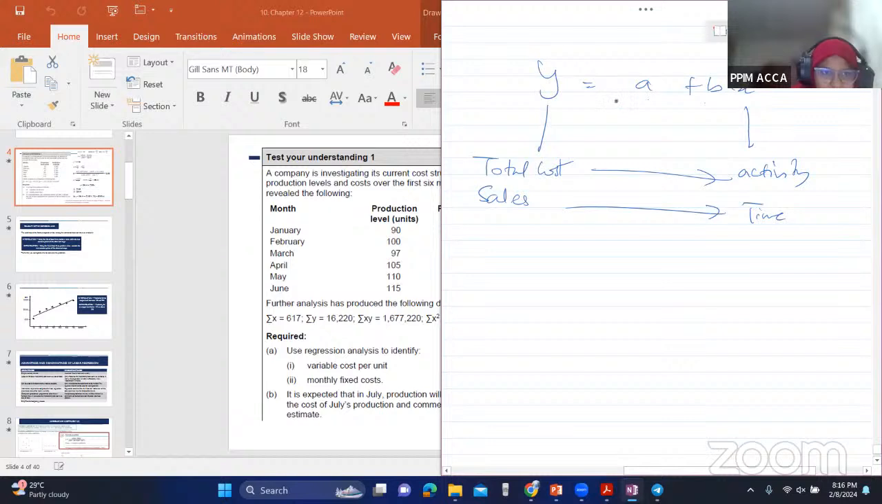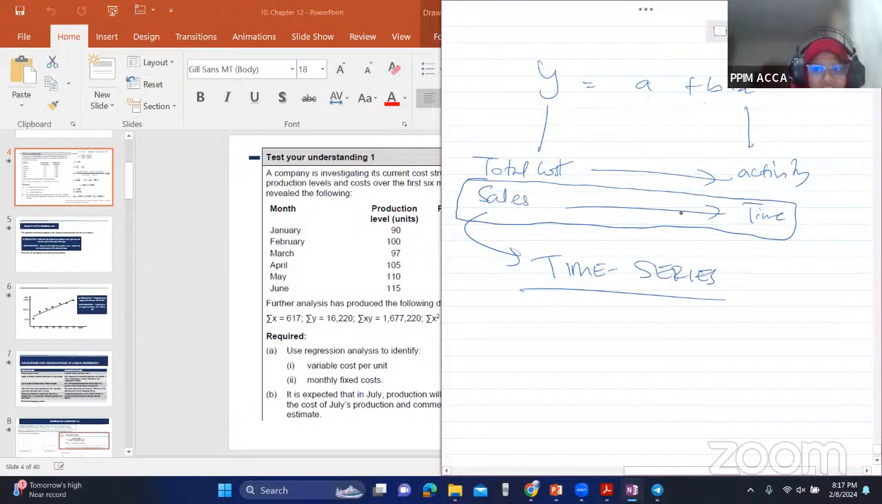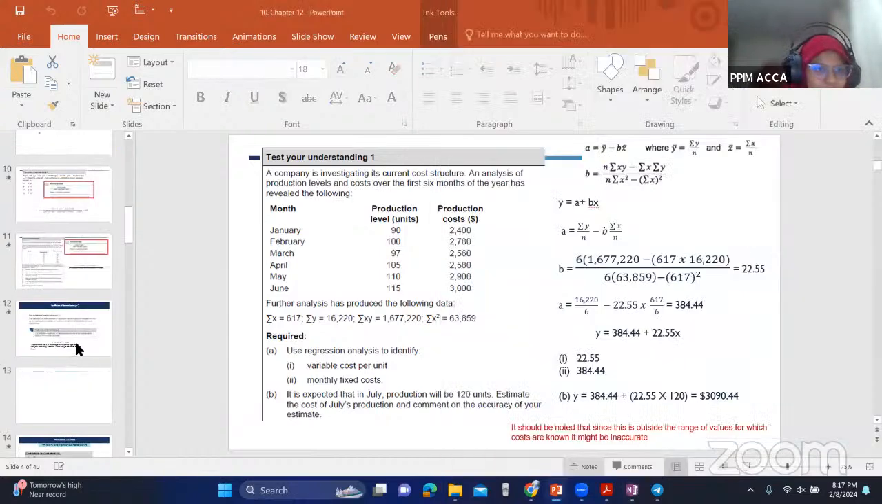Get that straight. But usually, when we are trying to forecast sales, a better technique is to use something called the time series analysis. If you're trying to forecast cost, a better technique would be to use linear regression. But if you're trying to forecast sales and x is time, anything to do with time, then a better model would be the time series model and not the linear regression model. Okay, so let's quickly look at what the time series model is.